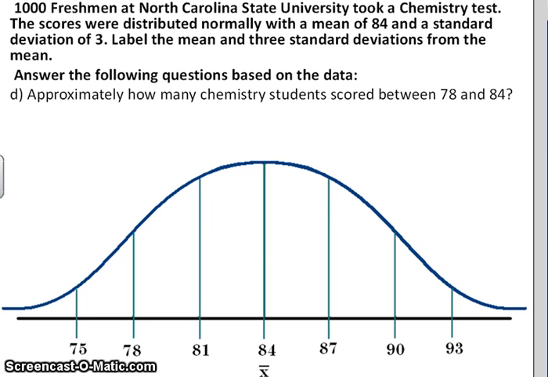The last problem we are going to work through is a little different than the rest. It's not asking for a percent this time, it's asking me for how many chemistry students scored between 78 and 84, rather than a percent. So just like before, the first thing I want to do is locate my data values. After I've located them, I can see that 84 is my mean, and 78 is 2 standard deviations below my mean.